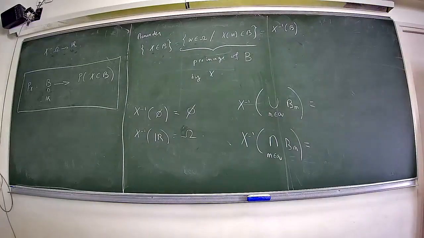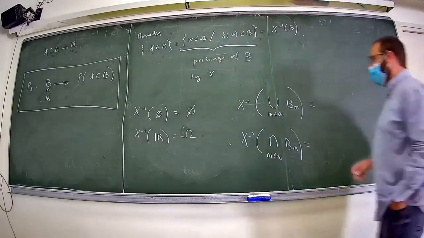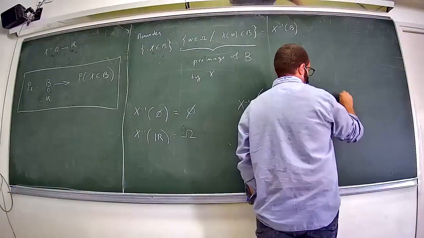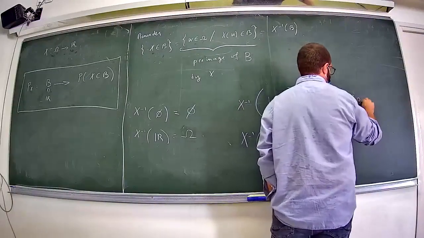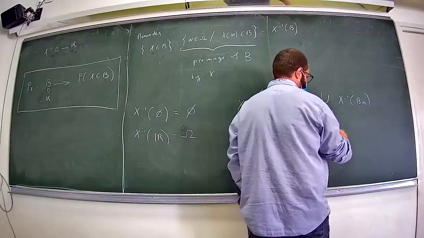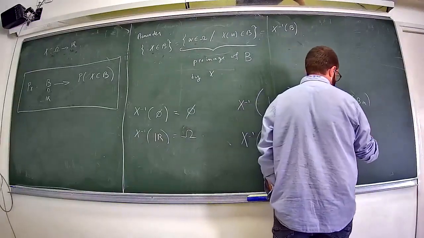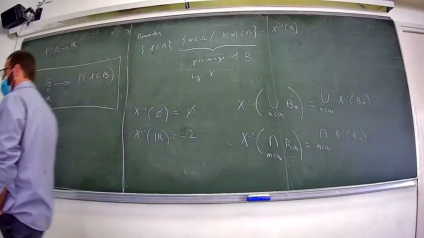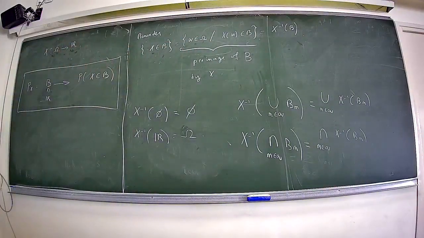Well, we have the fact that the preimage of a union is equal to the union of the preimages, and the preimage of an intersection is equal to the intersection of the preimages. So you have this one. And this one. So you have these nice properties concerning the preimage of a set by a mapping.